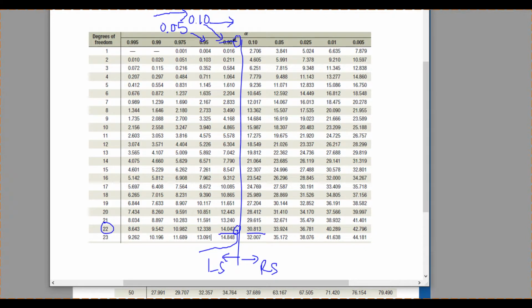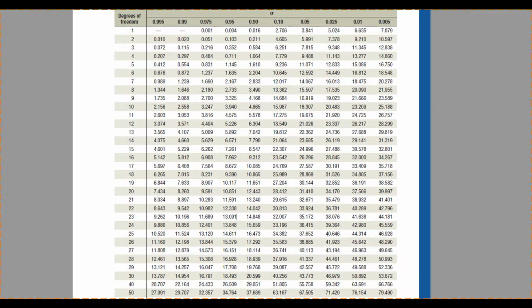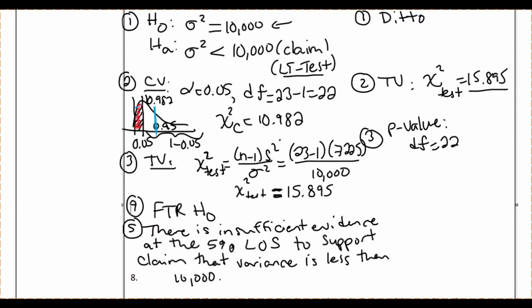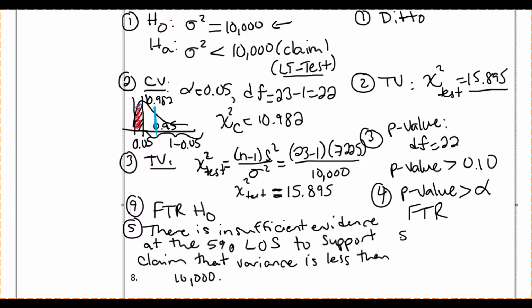This is one of those weird cases where you just have to think about it a little bit. We are definitely going to be greater than 0.10, but we're not sure by how much. So going back to the problem, we say that the p-value is greater than 0.10. Remember that if the p-value is greater than alpha, you fail to reject. Being greater than 0.10 is clearly greater than 0.05, so we fail to reject. And therefore step 5 is the same.